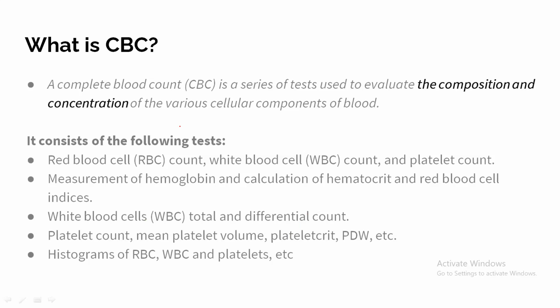Nothing but a CBC, which consists of three parameters predominantly. Under the three parameters, we will have the sub parameters for each cell line. So it gives information about the red blood cells, the white blood cells, and also the platelet count. The subsequent parameters are related to the RBC, WBC, and platelet count.